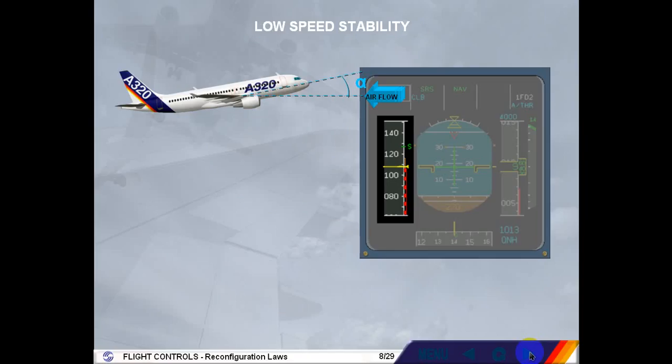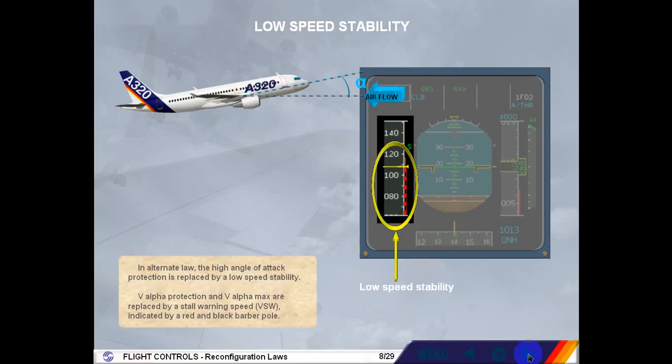In alternate law, the high angle of attack protection is replaced by a low speed stability. V alpha protection and V alpha max are replaced by a stall warning speed, VSW, indicated by a red and black barber pole.